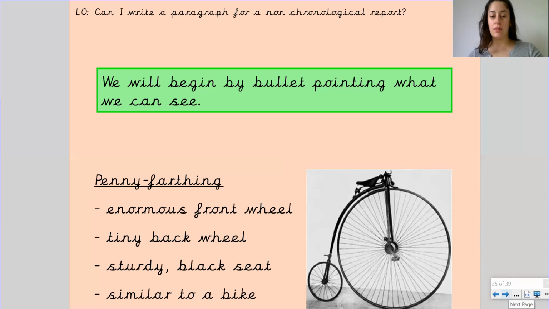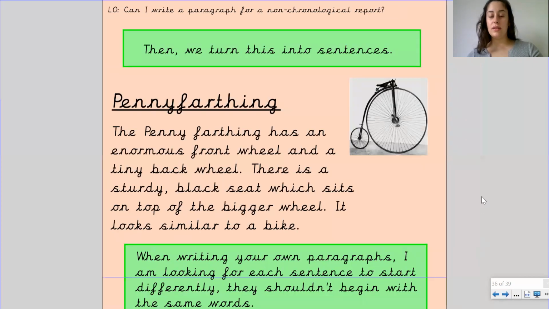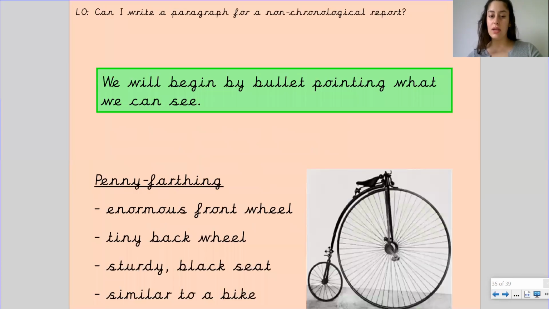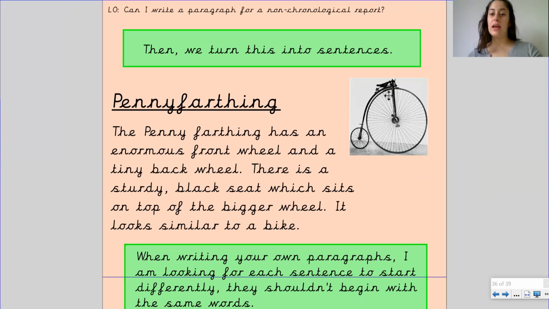Okay, so what we could say is the penny farthing. We could start with the penny farthing because we want the reader to know what we're talking about, which item, which invention we're talking about. So the penny farthing has an enormous front wheel and a tiny back wheel. So what we've done is we have joined these two sentences with a conjunction. The penny farthing has an enormous front wheel and a tiny back wheel.